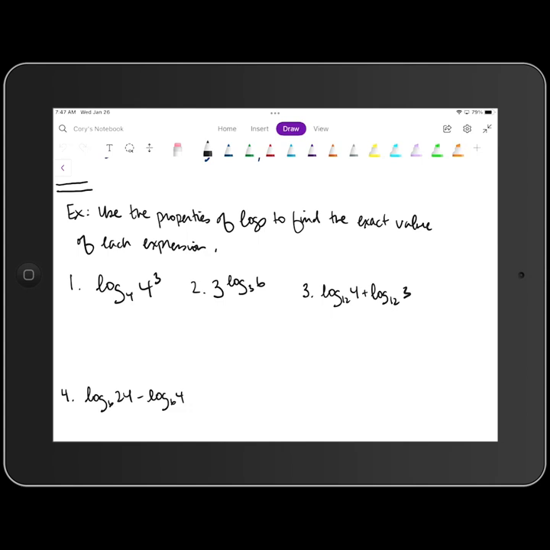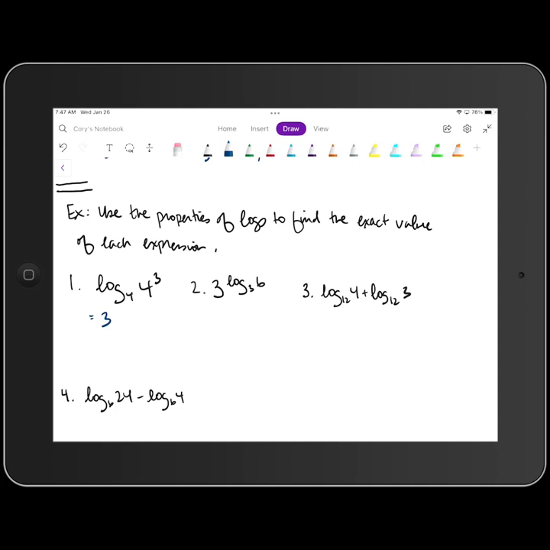Okay, so directions for the first set of examples ask us to use the properties of logs to find the exact value of each expression. For number one, we have the log base 4 of 4 cubed. There are two ways that you can approach this. Number one is to use, I can't remember if it's property 3 or property 4, where because we have the log base 4 of an exponent with base 4, the log base 4 and exponent of base 4 cancel one another out because those are inverse functions, and you get that log expression to be equal to 3.